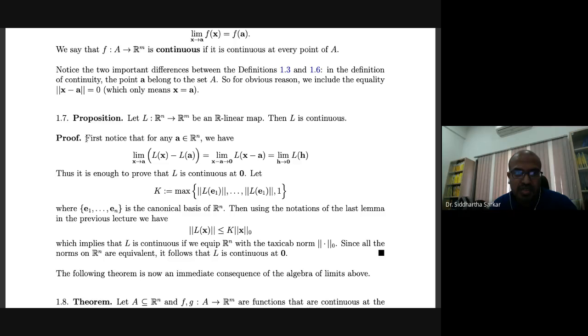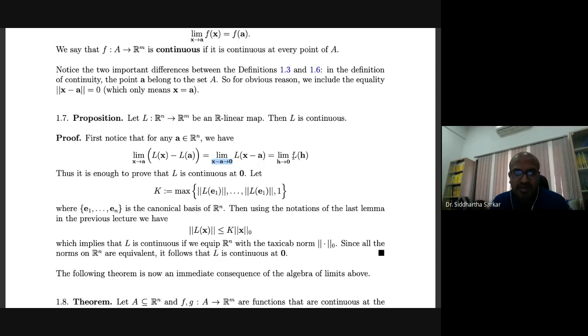Okay, so here what we want to prove is that L is continuous. So we start with some expression like this. We want to prove that this is continuous at A. Definitely, because L is already linear, I can put them together and write it as L of x minus A, and make a change of variable to make it look like the limit of LH as H approaches 0.